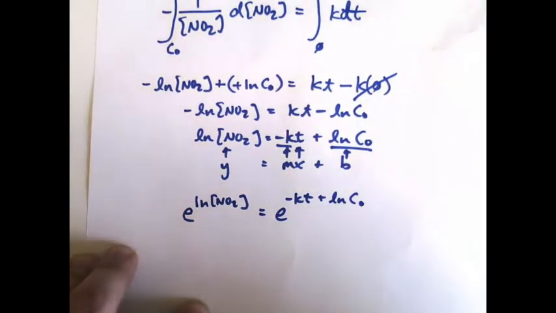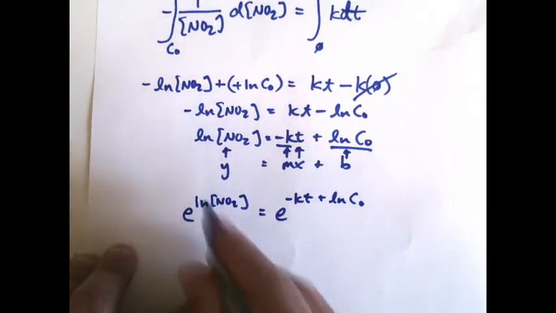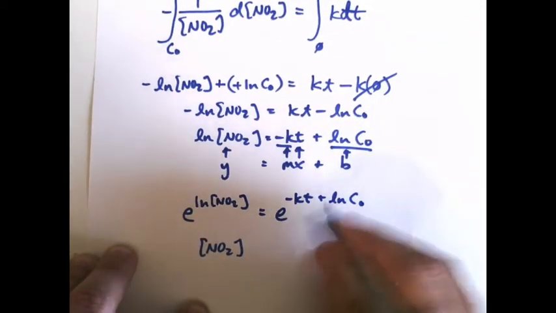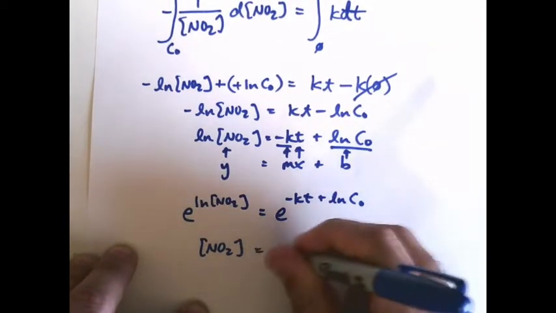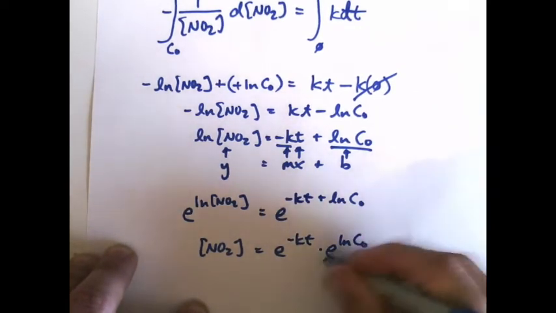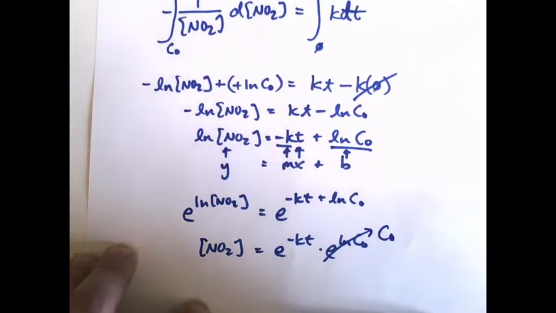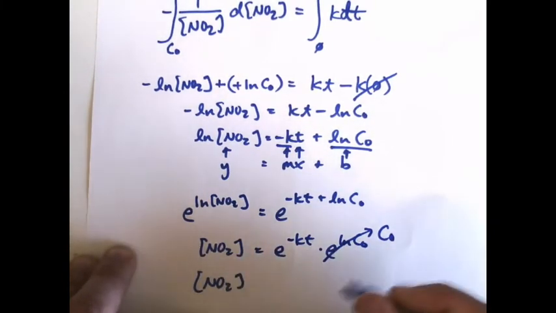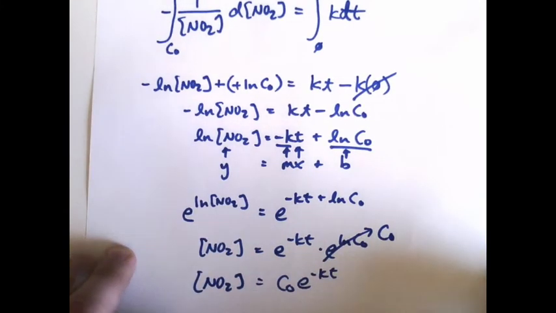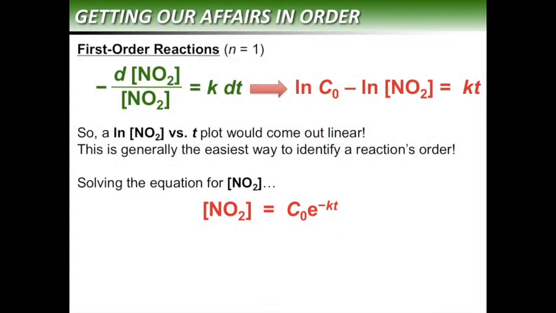And remembering some of our rules regarding exponents, first off, e and ln undo each other, so this is just NO2 concentration. E to the minus KT plus all that would be the same thing as e to the minus KT times e to the ln C naught, and like we just said, this is just simply C naught. And so what I get is this nice exponential decay, C naught times e to the minus KT being equal to the NO2 concentration at any given moment. As we said before, the form this equation takes is going to depend intimately on what the exponent actually was.